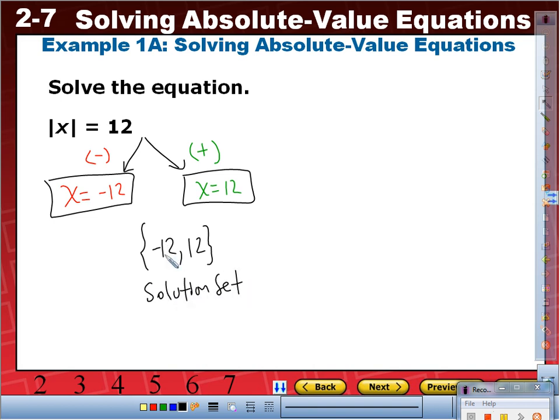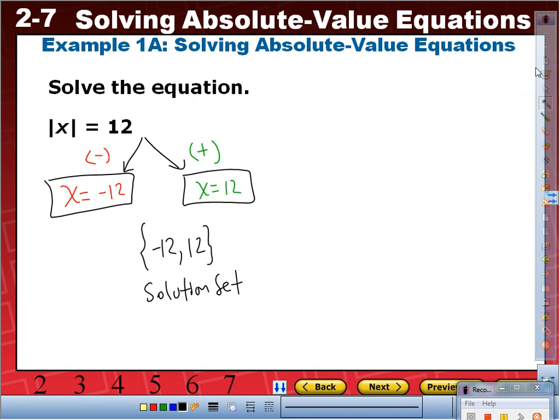And once again, what does the solution set mean? That if I take those values and substitute them in there, it should work. Let's see. If I substitute negative 12, what is the absolute value of negative 12? 12. What is the absolute value of 12? 12. Okay. Are you with me? All right.